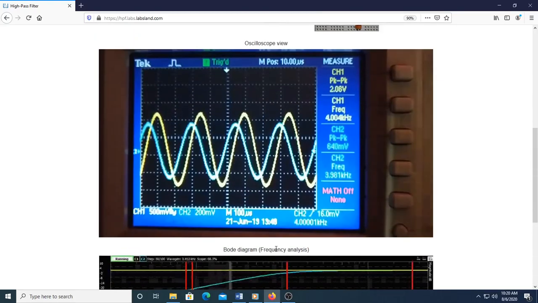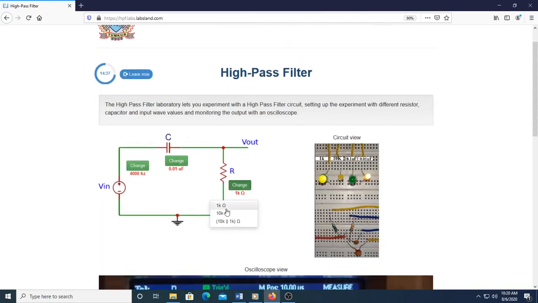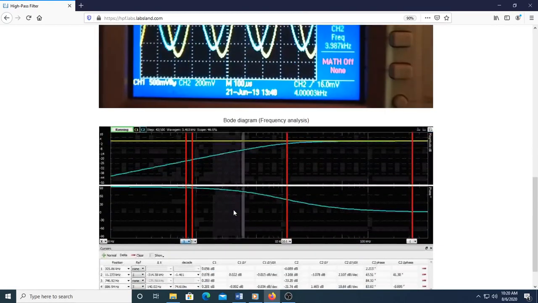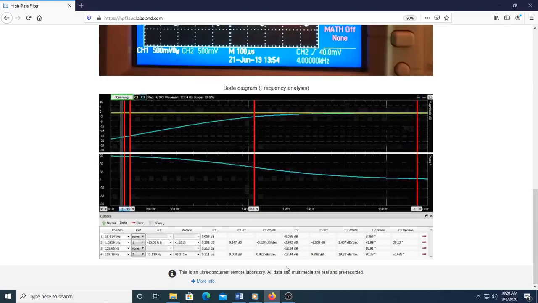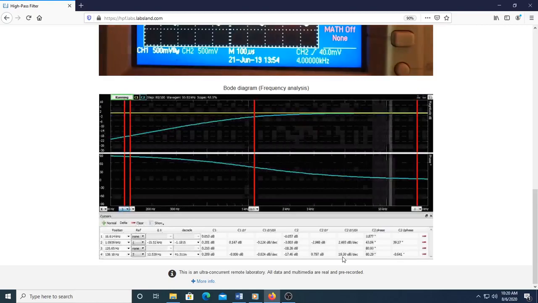If the value of resistor is changed to 10 kΩ, passband gain measured at 16.6 kHz is again almost 0 dB and the cutoff frequency is 1.09 kHz against the ideal value of 1.59 kHz. The roll-off of the filter is 19.32 dB per decade. It's also noticeable that phase difference between output and input signal in the passband is close to 0 degree and at the cutoff frequency it is 45 degree.